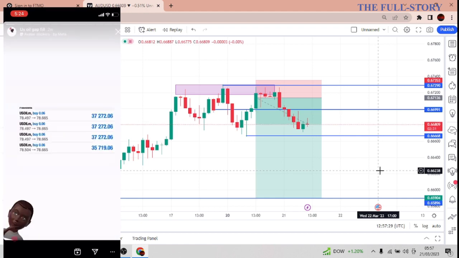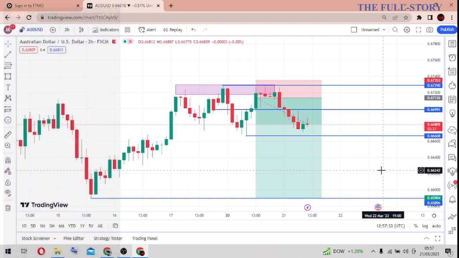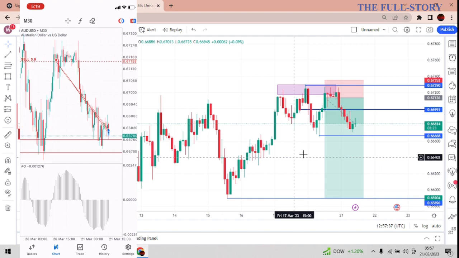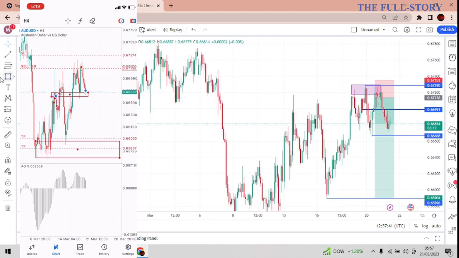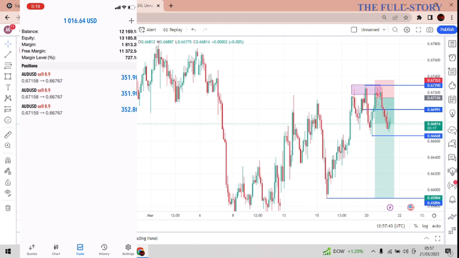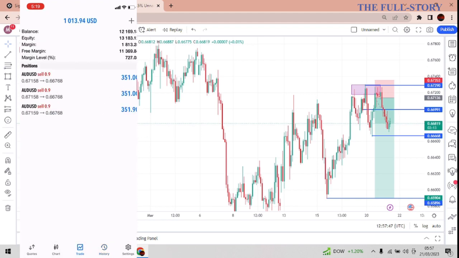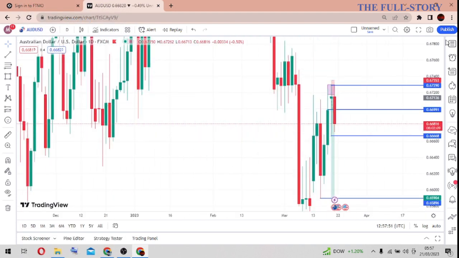So guys, let's go. Let me take you through my trades which I'm currently in. If you see here, this is AUD USD. Let me take you to the higher time frame and how I spotted these entries for the sells. So here, this is the daily time frame.